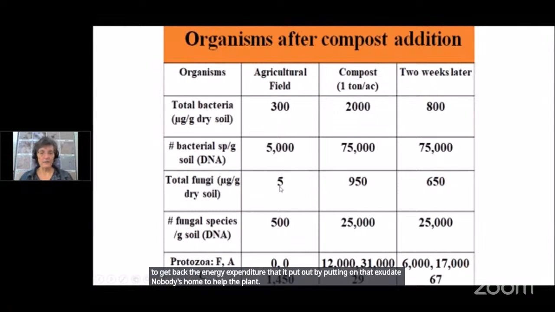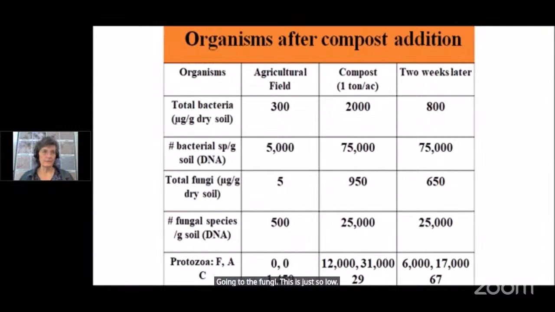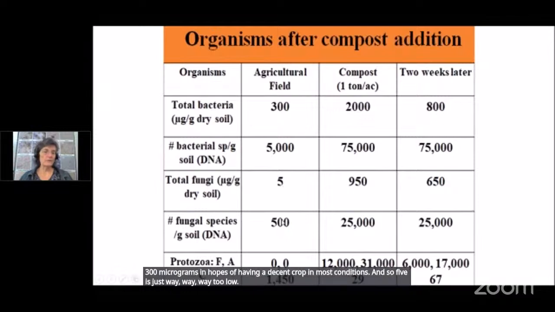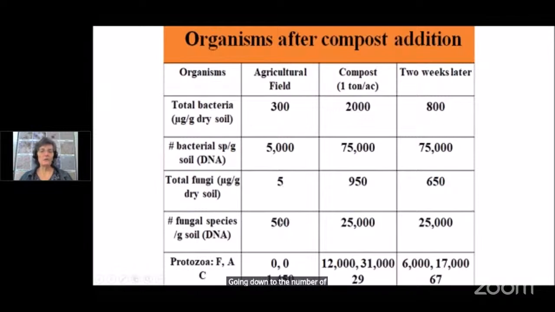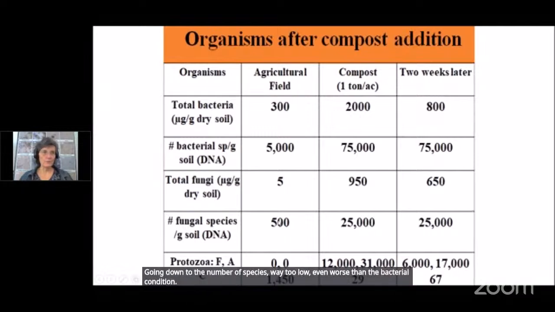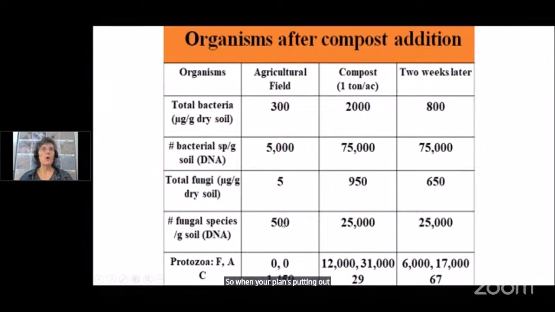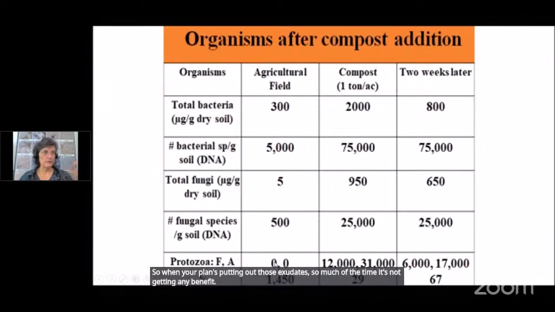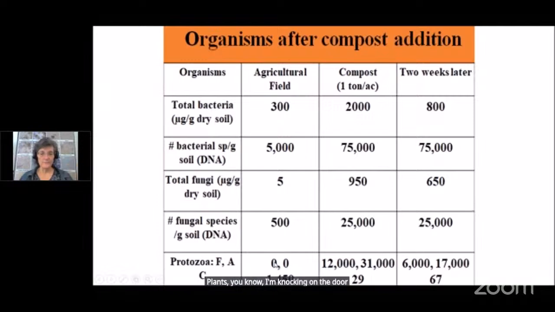Going to the fungi, this is just so low. We need a minimum of 300 micrograms in hopes of having a decent crop in most conditions. And so 5 is just way, way, way too low. Going down to the number of species, way too low, even worse than the bacterial condition. So when your plant's putting out those exudates, so much of the time it's not getting any benefit. The plant is knocking on the door and nothing's happening.